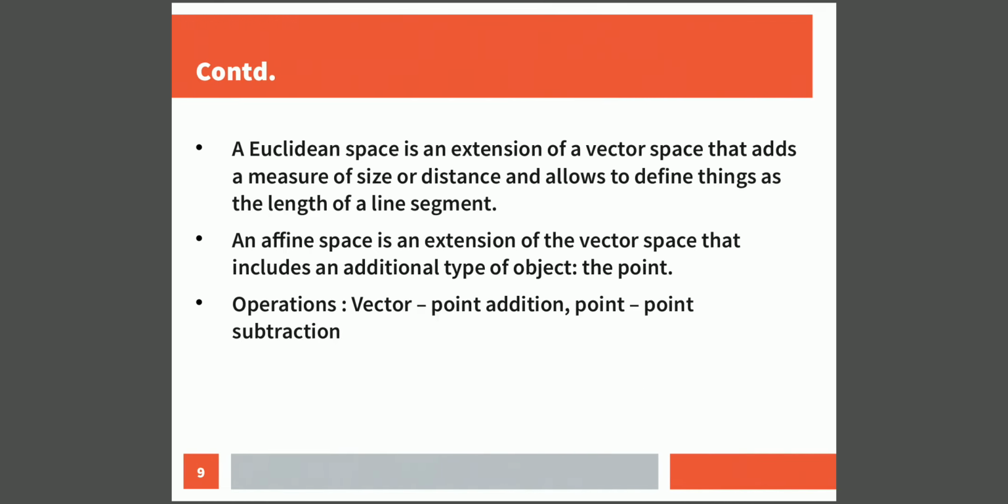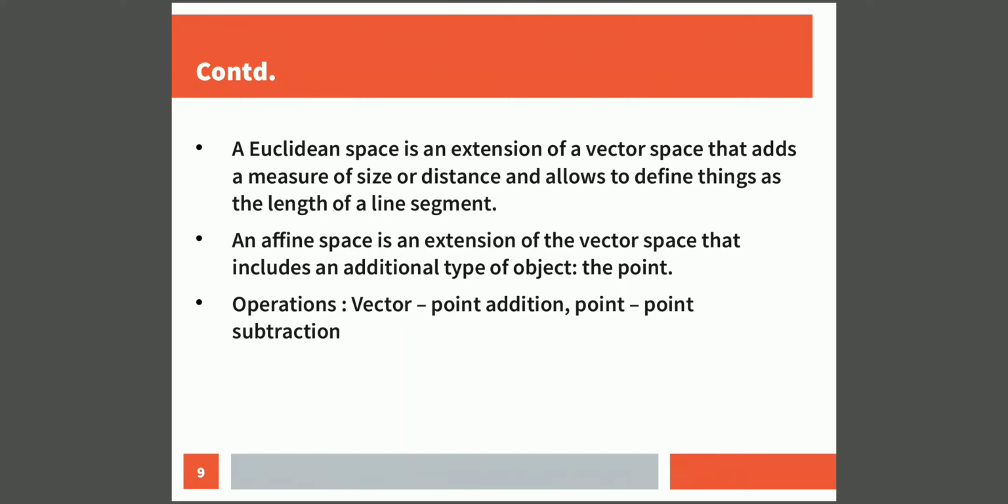Similar to that, the next space which we can use for these objects is Euclidean space. Euclidean space is an extension of a vector space. Here we'll add one more component to it, that is a size or a distance. This component is used to measure the length of a line segment. Even in Euclidean space we are going to consider only 2 mathematical objects, that is scalars and vectors. Along with these 2 objects we'll add one more component, that is size or distance, which is used to measure the length of a line segment.